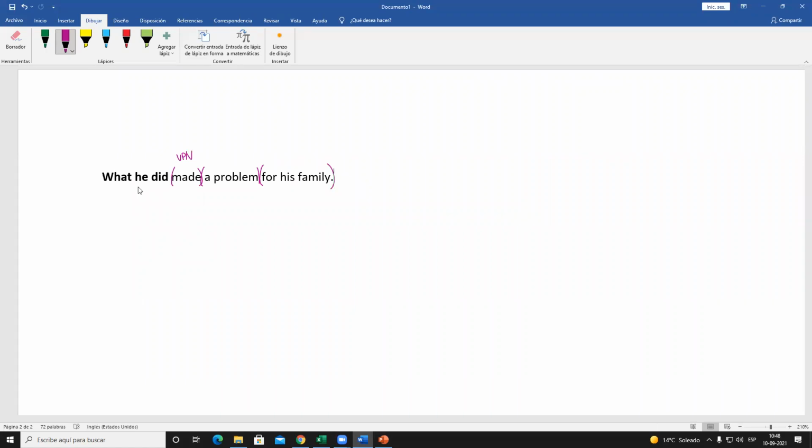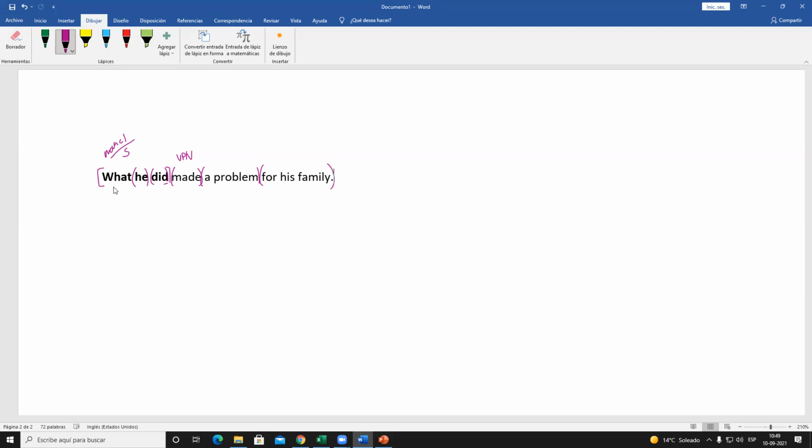Right? Now the question is: what he did. What is that? I can replace it by a pronoun, right? It made a problem for his family, but I can see that what he did is not a phrase, it's a clause, right? What type of clause? This is a noun clause, right? Why a noun clause? Because it is performing the role of a noun, therefore it is doing the role of a subject. As a clause, inside of it we have some phrases, right? So this is the verb phrase, did, this is the noun phrase subject, and this is the subordinating conjunction, right?